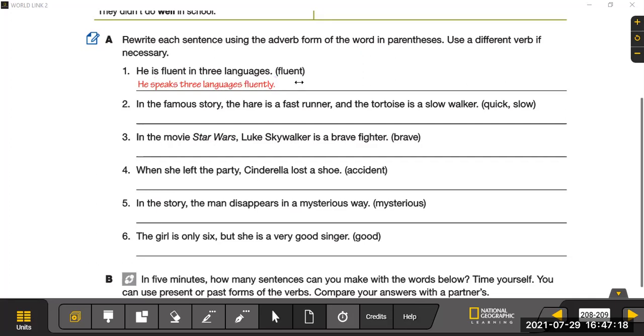I could say he speaks fluent. In that case, I am not using the object. Okay, but in the sentence we use the object. So the adverb of manner goes at the end. Okay, who can tell me the number one then? ¿Quién se atreve?